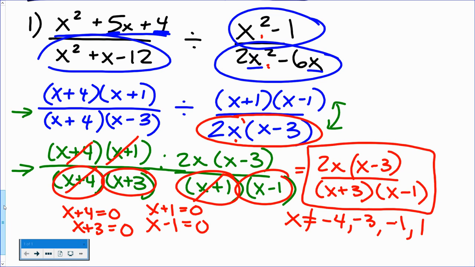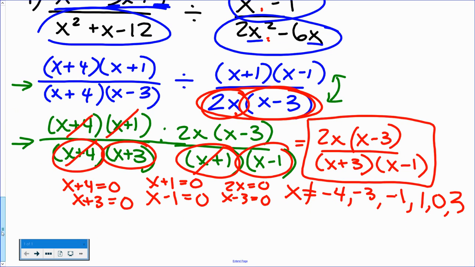Okay, so right here, this 2x, what value would make that 0? Well, that would be 0. And then x minus 3, that would be 3. So we have a lot of restrictions. Every problem is going to vary. It's going to be how many different factors you have in your denominators that determines how many restrictions you would have.